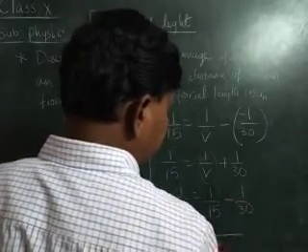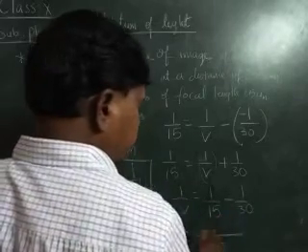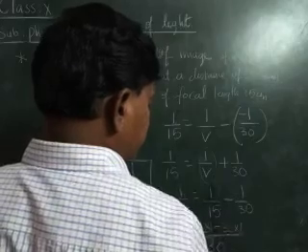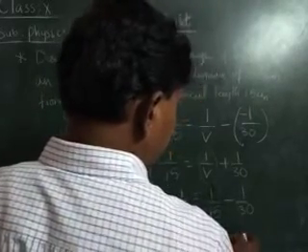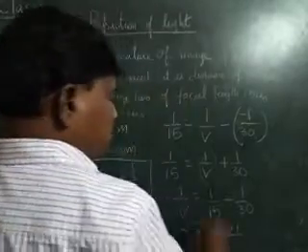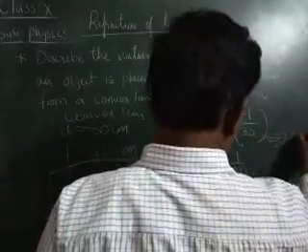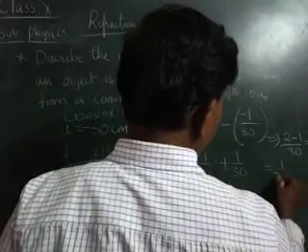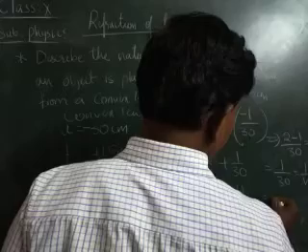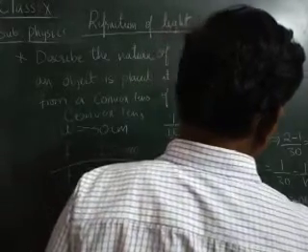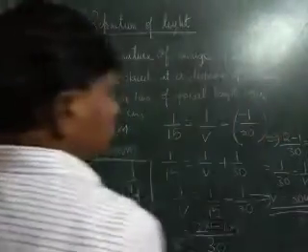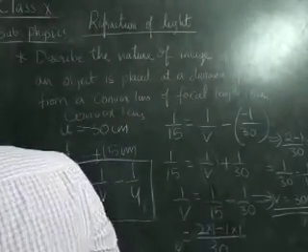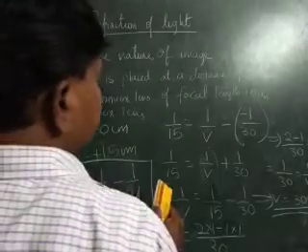Here what is the LCM, children? 30 is the LCM. 15 twos are 30, so 2 into 1 is 2, minus 30 ones are 30, so 1 into 1. Here 2 minus 1 by 30 is equal to 1 by 30. Here v is equal to how much, children? 30 centimeter. v is equal to 30 centimeter. Okay, here we got v is equal to 30 centimeter.